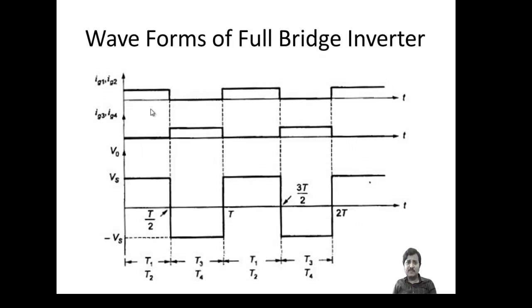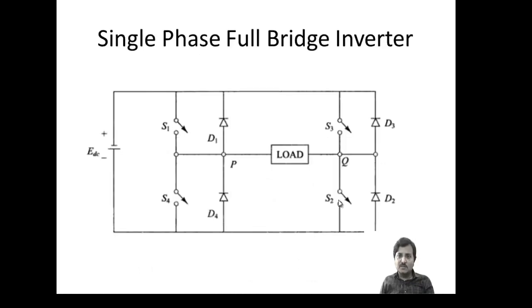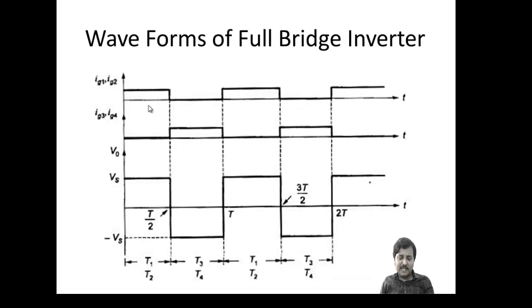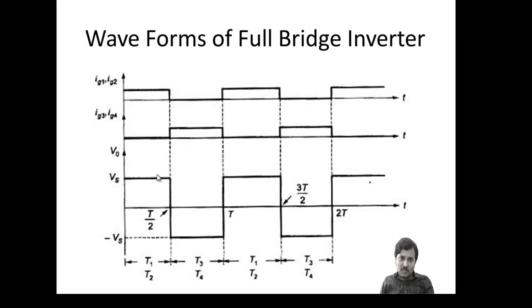So you can see the waveform of the full bridge inverter. When switches G1 and G2 are connected at the same time, the voltage appearing across the load is Vs. Similarly, when G3 and G4 are on, the negative voltage is applied across the load. So the output voltage will be plus Vs and minus Vs, whereas in the half bridge we get plus Vs by 2 and minus Vs by 2. In the full bridge inverter we get the full voltage, Vs in the positive half cycle and minus Vs in the negative half cycle.